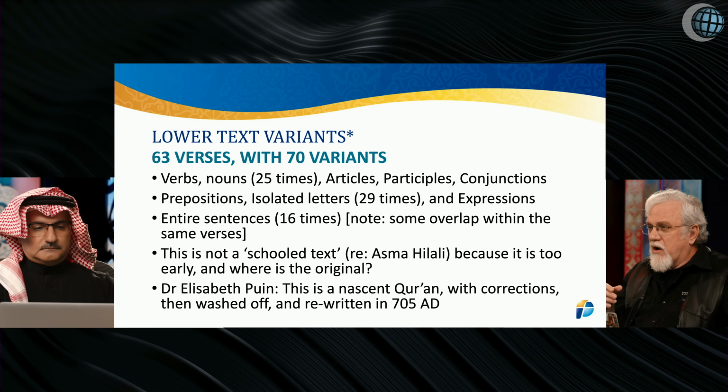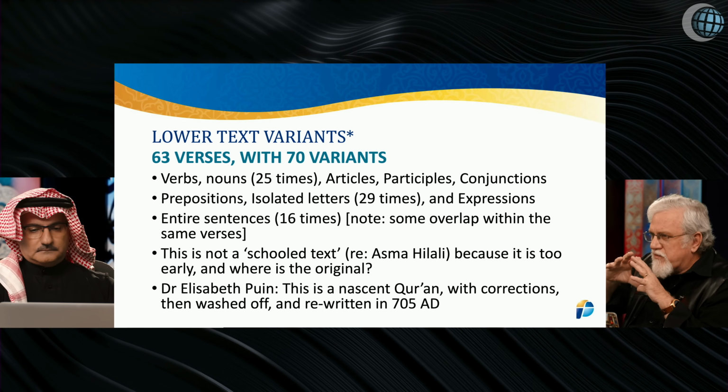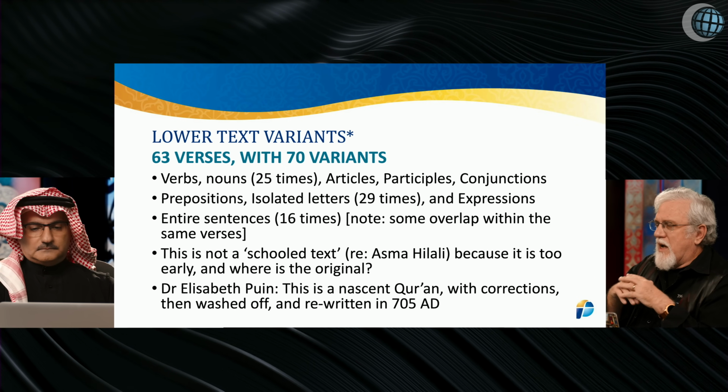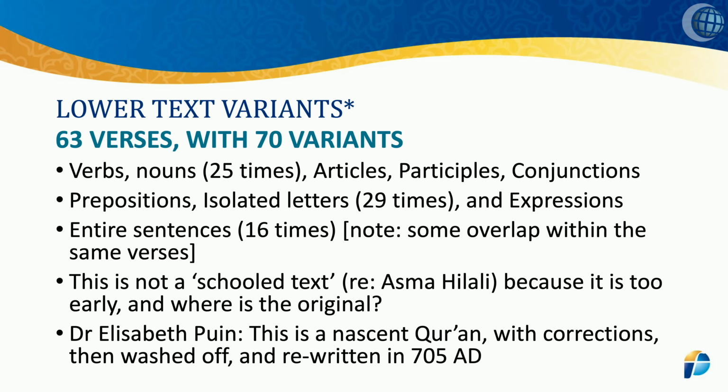There are verbs, there are nouns. 25 times there are different verbs and nouns between the layers. Sometimes articles are missing, participles, conjunctions are different between the two layers. 29 times you have difference in prepositions and isolated letters. Also expressions change. 16 times entire sentences are different. Now, some overlap with the same verses.